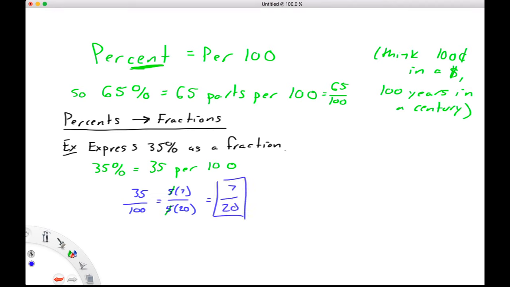But the idea of parts per 100 still holds, and it still allows us to convert between percents and fractions. And for the most part, that's all there is to it. I could give you one example where this gets just slightly trickier than that. Say we wanted to express 3.1% as a fraction.